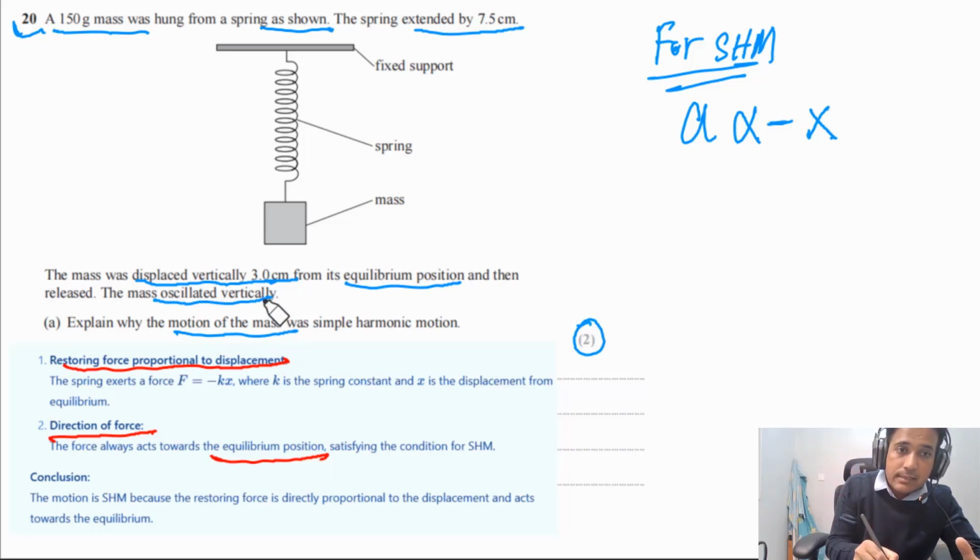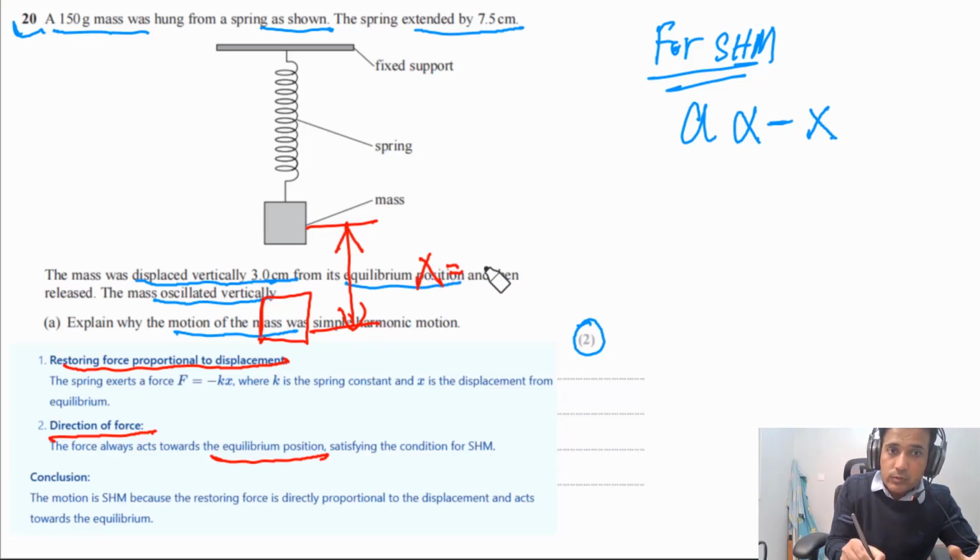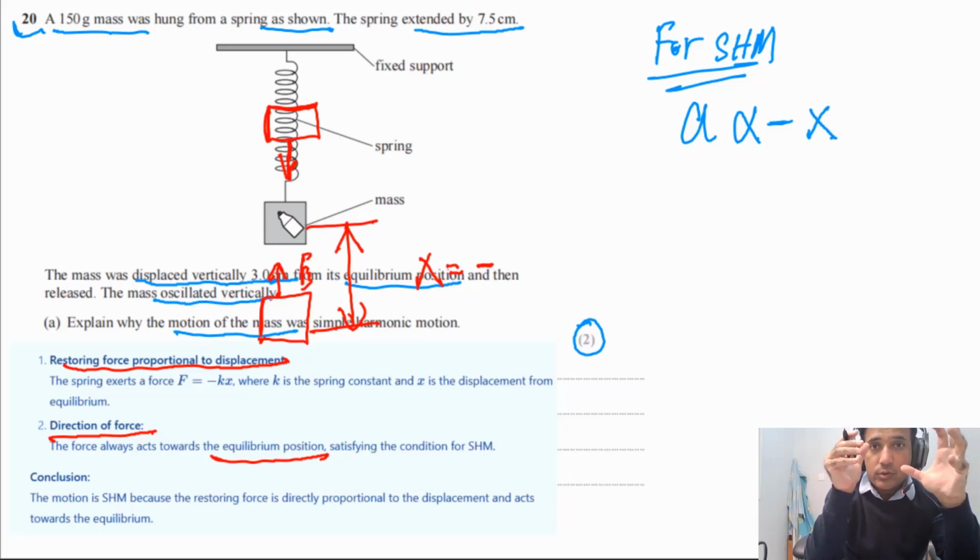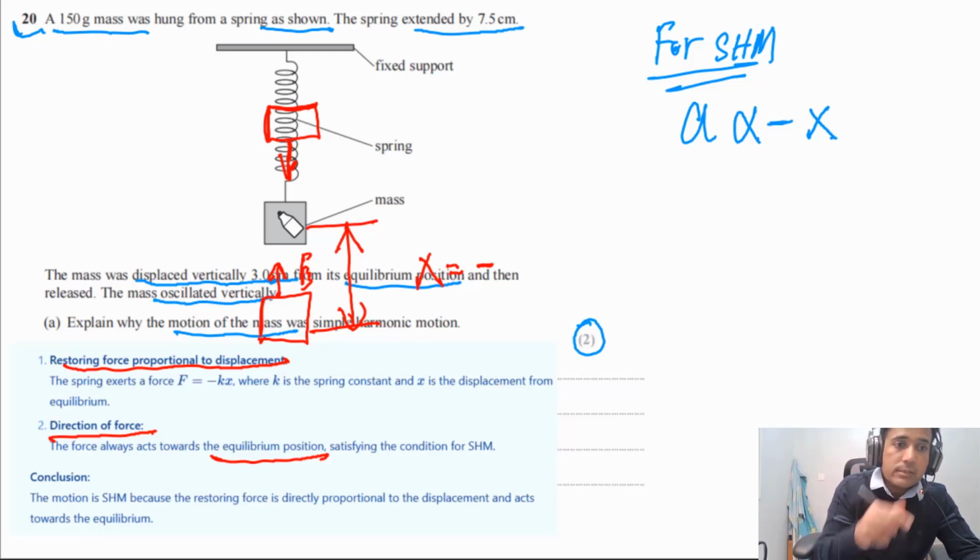So when the mass is here, for example, the displacement in this case is negative because this is downwards, we are taking up as positive. But the spring force on this one will be in upward direction. When the mass is at this point, force will be downward, meaning force is always towards equilibrium. These 2 points you have to mention in the answer. So if you have written them, you will get 2 marks.